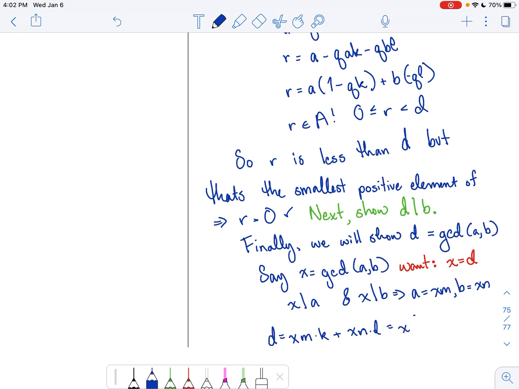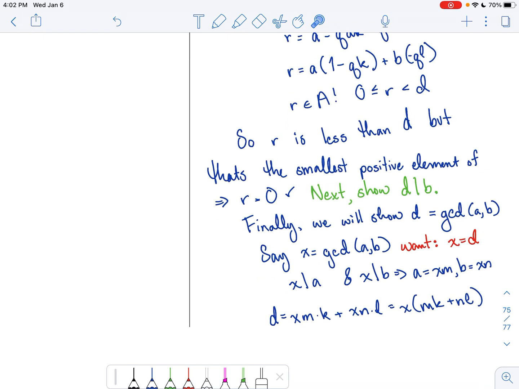We can factor out an X, and so now we know that X divides D. So what we know here is that D is a multiple of the greatest common factor. And so what we know then is that D is greater than or equal to X, which is the greatest common factor, right? Because the smallest this could be is 1.